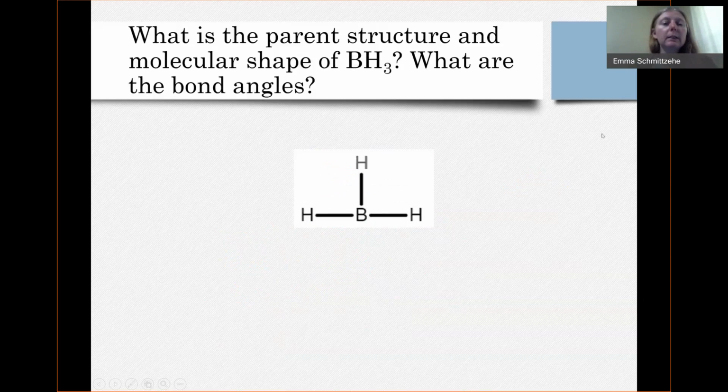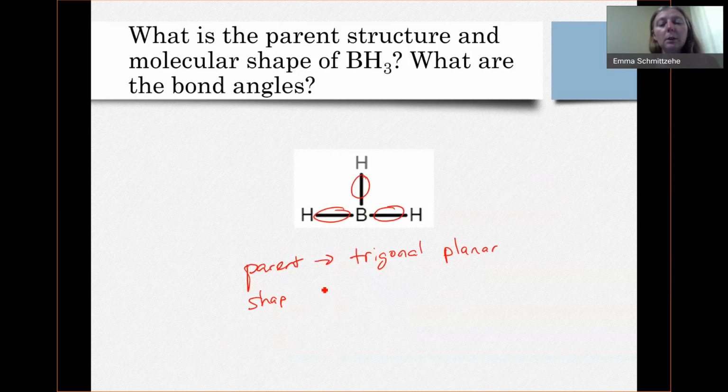Okay, next, here we've got BH3, okay, so we want the parent, and we've got a single bond, a single bond, a single bond. So we have 3 attachments, and so this one's trigonal planar. And then, let's see, the shape. Well, it's 3 attachments, all of them attached to atoms, so it's again trigonal planar. And if it's trigonal planar, then we have bond angles of 120 degrees.